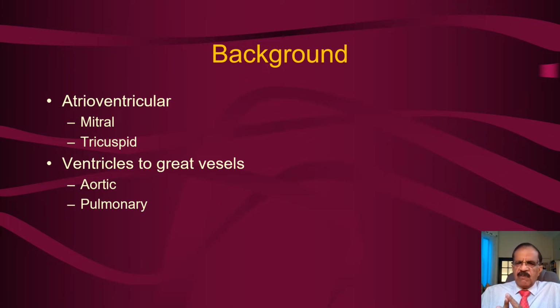Now these valves have different structure. The valves which connect atria and ventricles have a different structure from the valves which connect the ventricles with the great vessels, because the latter have to sustain higher pressure. These are generally bigger in size, but they face relatively less pressure, and these are relatively smaller in size, but they face comparatively higher pressure.